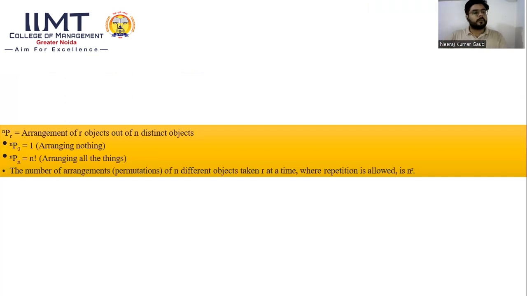So nPr is the arrangement of r objects out of n distinct objects. nP0 is 1, arranging nothing. nPn is n factorial, arranging all the things. The number of arrangements, that is, the permutations of n different objects taken r at a time when repetition is allowed, is n^r.